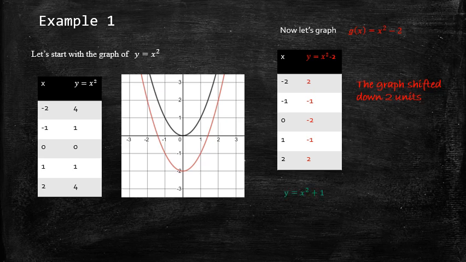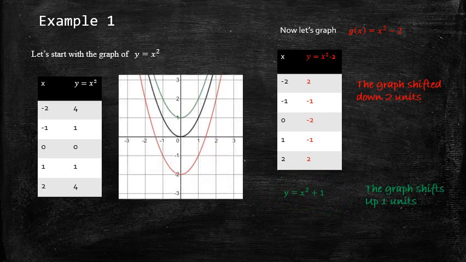Next, let's graph y equals x squared plus 1. Here the graph shifted up 1 unit. Okay, so adding 1 moved the graph up, and subtracting 2 moved the graph down. So that's just what we would think, right? Adding is going to make our graph shift up, subtracting will make the graph shift down.